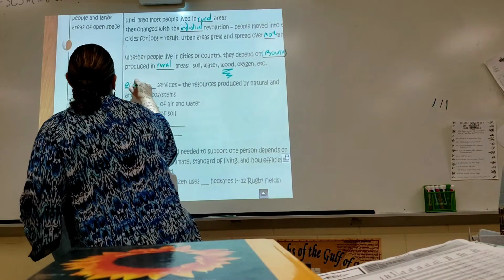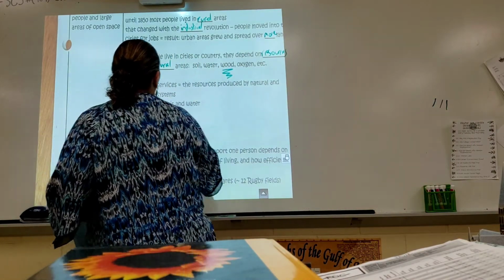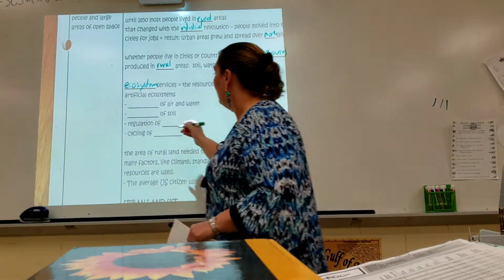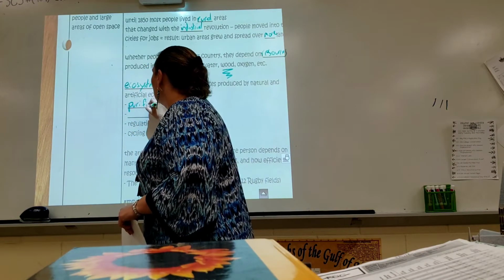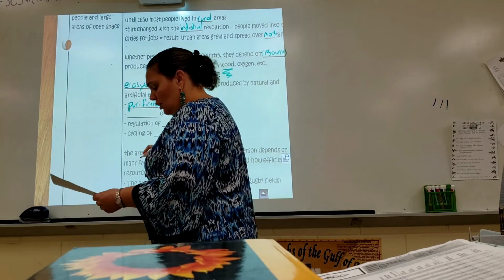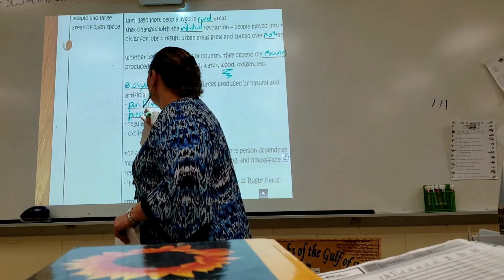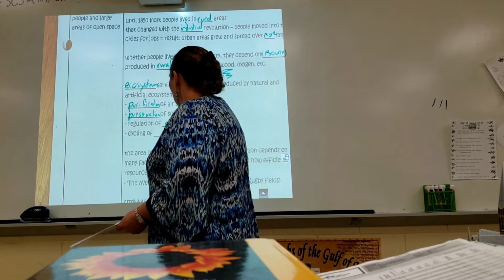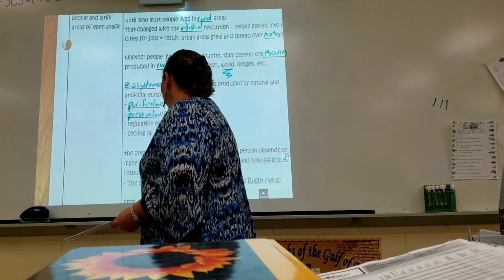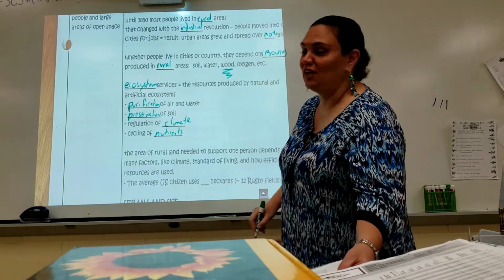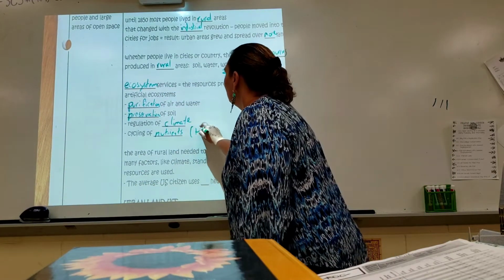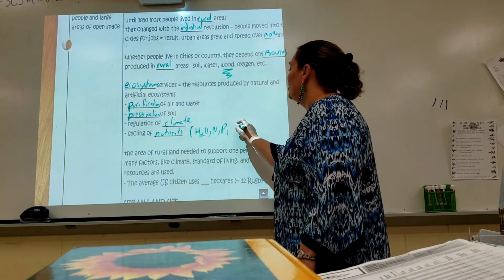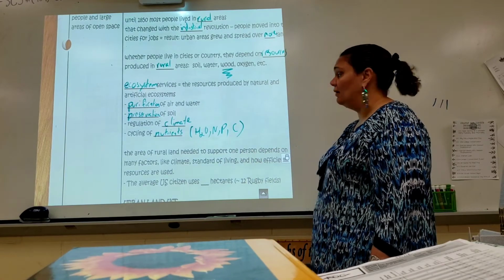Ecosystem resources. The resources produced by natural and artificial ecosystems. You're going to have the purification of air and water, the preservation of soil, the regulation of climate, and then the cycling of nutrients. The nice cycling of nutrients. You guys remember we talked about the water cycle, the nitrogen cycle, the phosphorus cycle, and the carbon cycle, right? That's what we're talking about there.